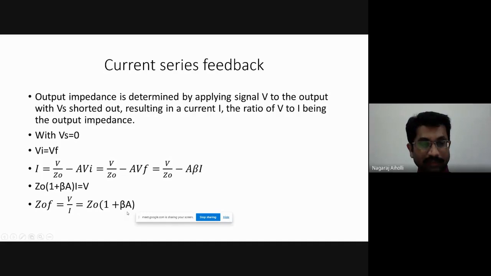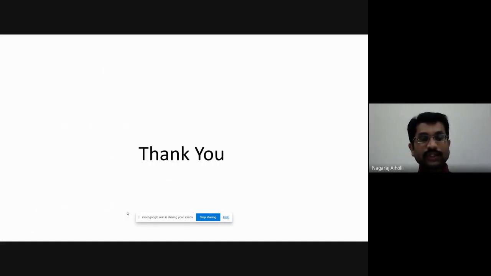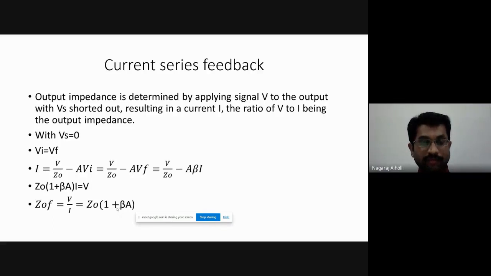So this is the derivation of the output impedance with feedback for the current series feedback amplifier. I hope everybody understood this derivation, the current series feedback amplifier output impedance derivation.